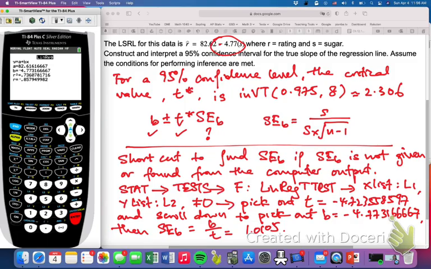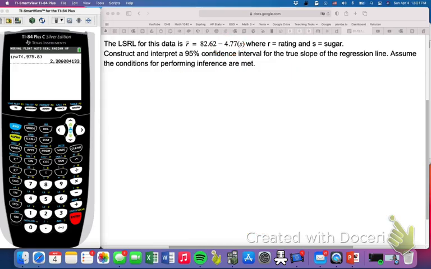Let me just show you very quickly how we do it. We go to stat, then we go to test, and perhaps scrolling up will be quicker. If you scroll up, you see F, the linear regression t-test.